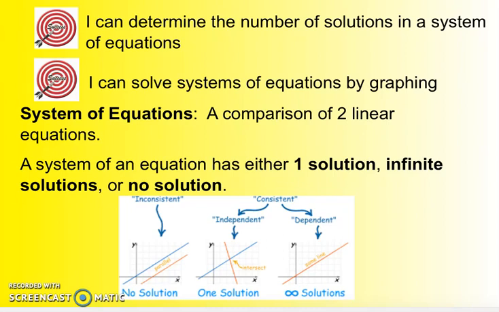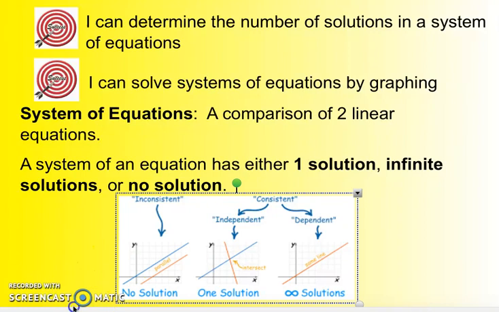First of all, let's talk about what a system of equations is. Basically, it's two or more linear equations, and we're comparing them to one another. So we're taking two straight lines, and we are trying to figure out how many solutions those two lines have. A system of equations can have either one solution, an infinite number of solutions, or no solution at all. And down here are the categories that we put them in.